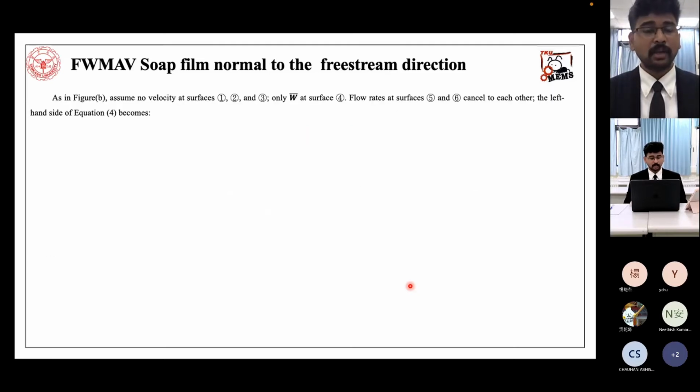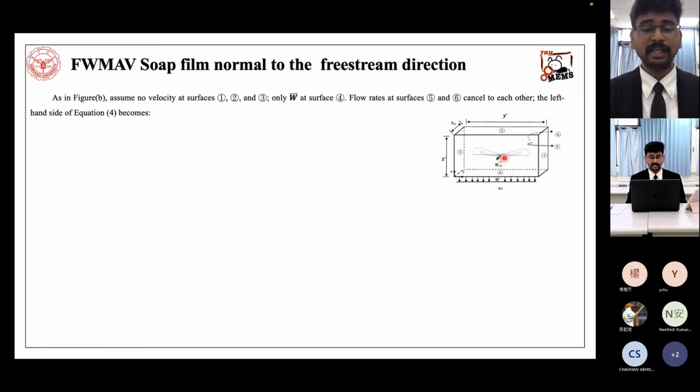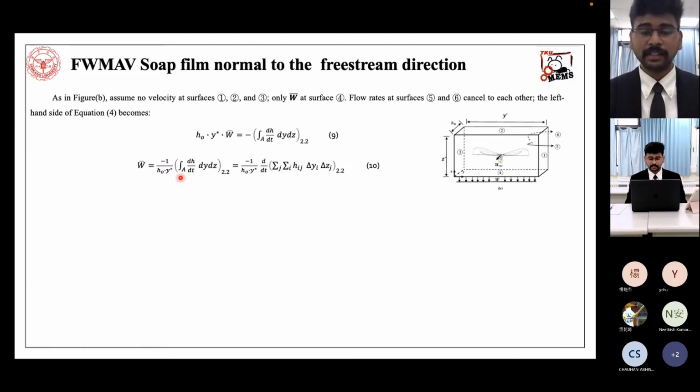Now the similar equations transform for the free stream direction. So now the bird is traveling in the free stream direction, where surfaces 1, 2 and 3 have no velocity, and W is the downwash at surface 4. The flow rates of surfaces 5 and 6 cancel each other on the left hand side of equation 4. In equation 10, the downwash, after replacing the integral term with the summation, we need to replace this value with the summation to define the discretized form of the integral over the thickness matrix, like the thickness H0, which can represent the bubble thickness.